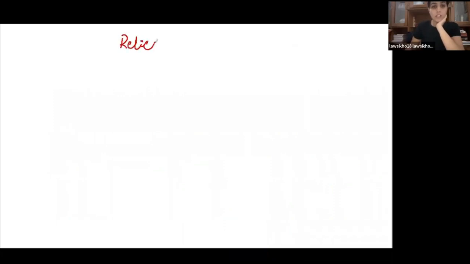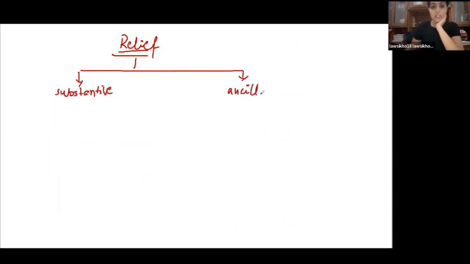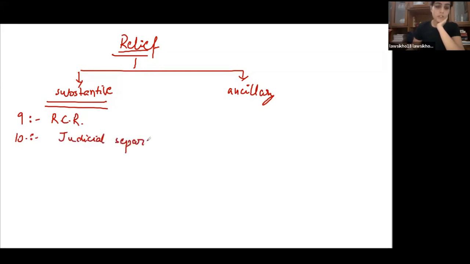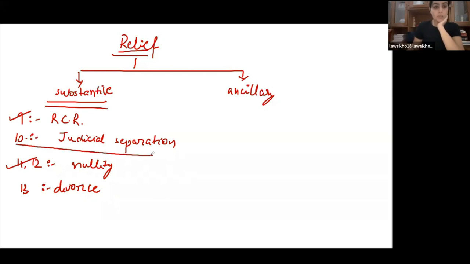We'll again draw this chart. The substantive reliefs, and then there are ancillary reliefs. So substantive reliefs: in section 9, we have restitution of conjugal rights. In 10, we have judicial separation. In 11 and 12, we have decree of nullity. And in 13, we have divorce. Okay, so we are through with section 9 and we have also done decree of nullity, right? So let's proceed to this substantive relief, which is judicial separation.